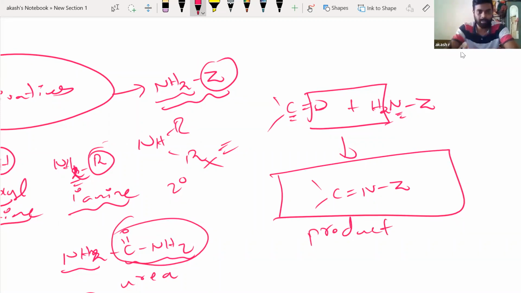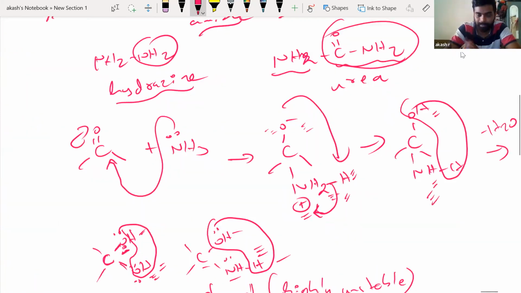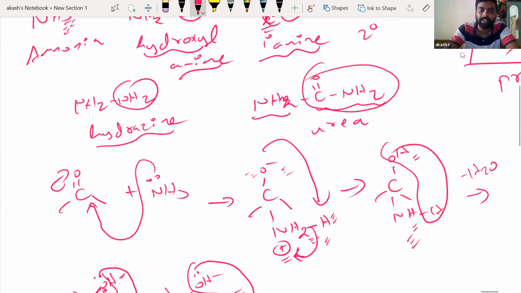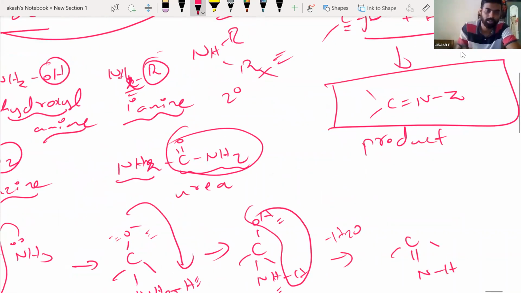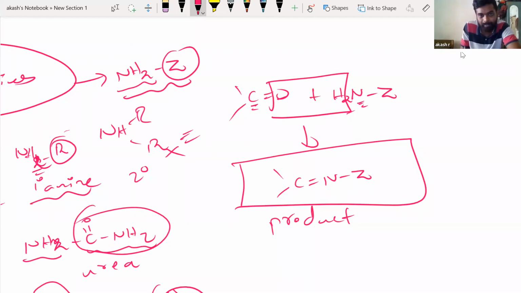So the mechanism you understood is a very, very simple mechanism, and you also understand that we have this kind of shortcut. We have the C double bond O and NH2Z, the ammonia derivative or ammonia, where this can be H also, it doesn't matter. So what are you going to do? You are going to remove one water molecule, H2 from N and oxygen from the carbonyl compound, and you are going to form the final product.